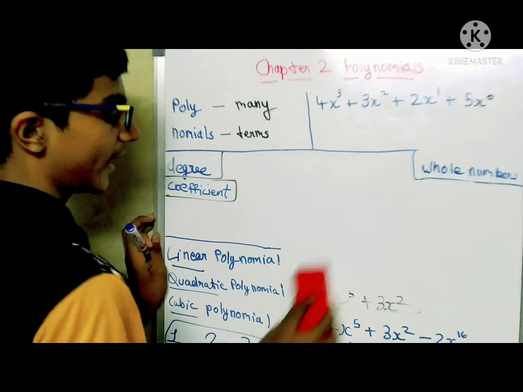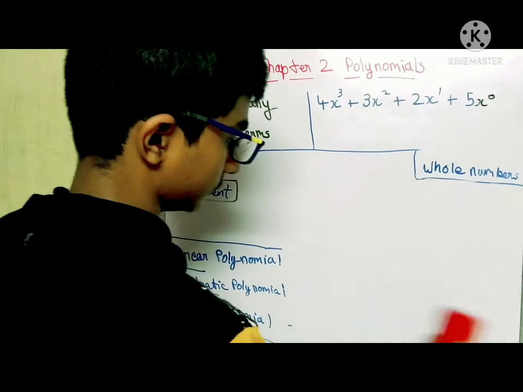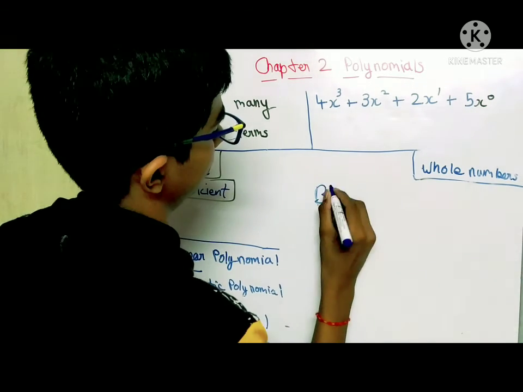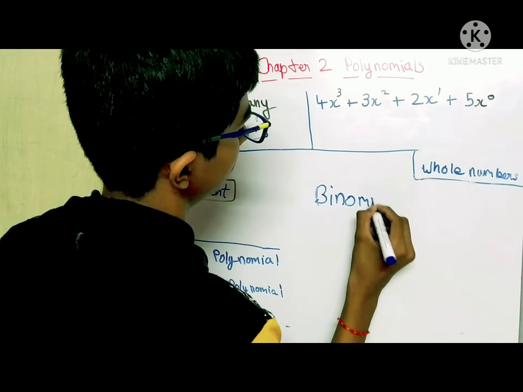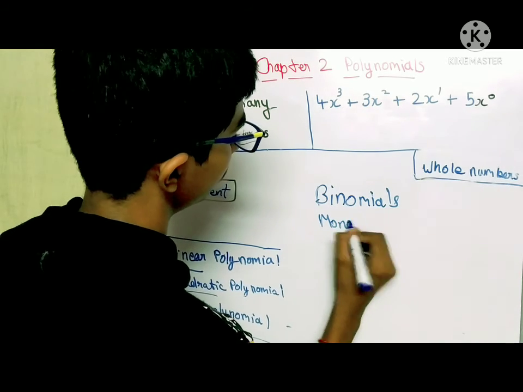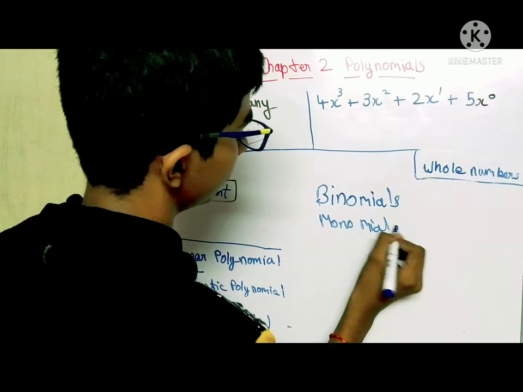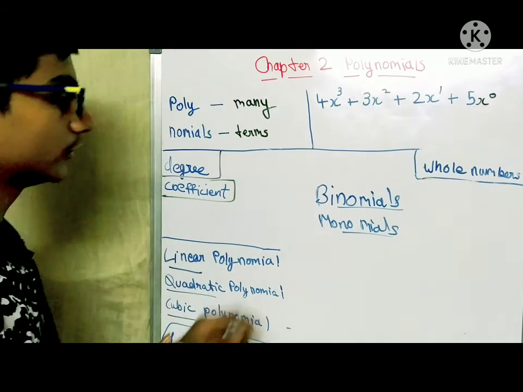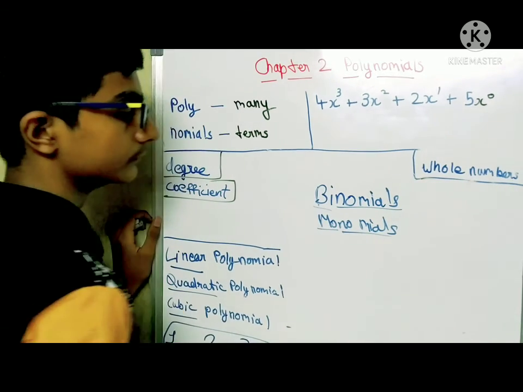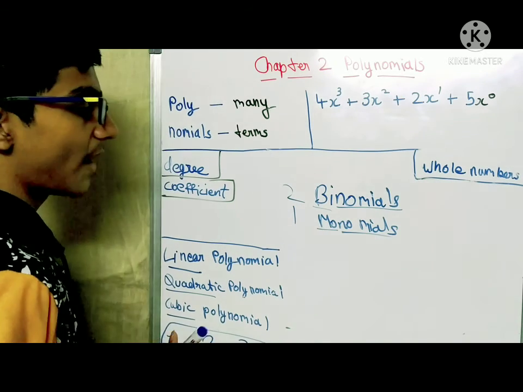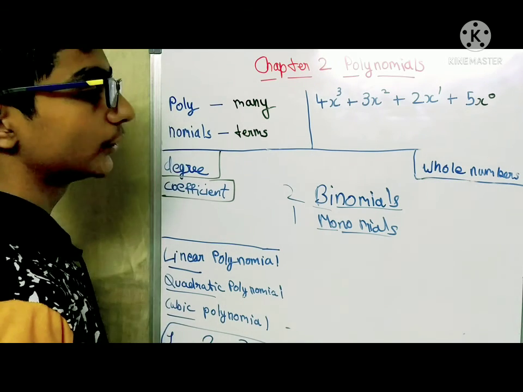Now one more topic I'll tell you is binomials and monomials. Here "nomials" means terms, I already told you. Bi means 2 and mono means 1. So a binomial is a polynomial with two terms.